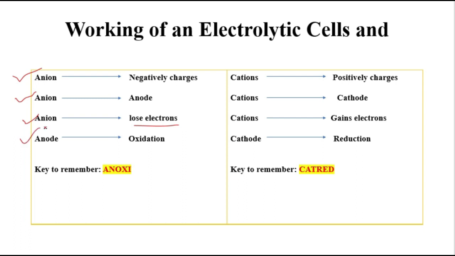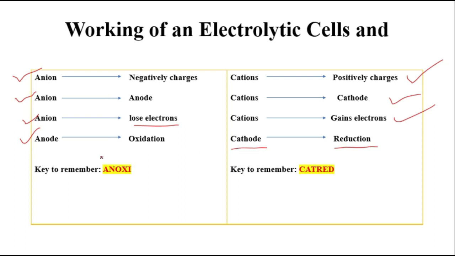at the anode. Furthermore, when we discuss the functions of the cathode in the context of the electrolytic cell, we see cations are positively charged. Cations will be at the cathode, and cations gain electrons, and gain of electrons is called reduction. So we can say that reduction will take place at the cathode.